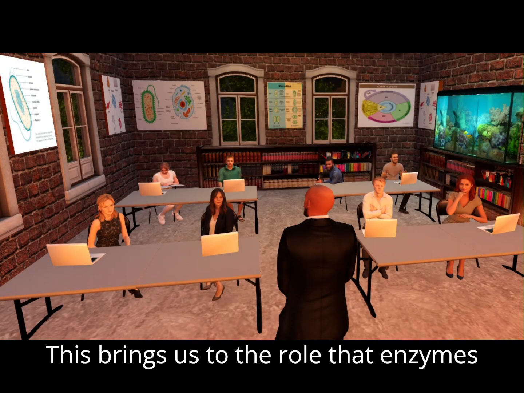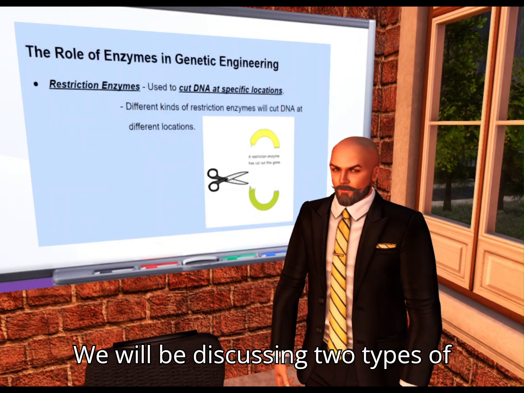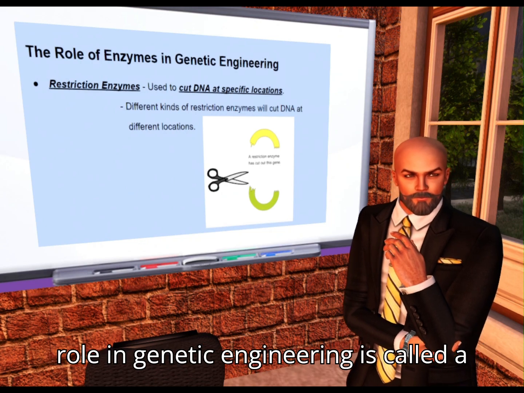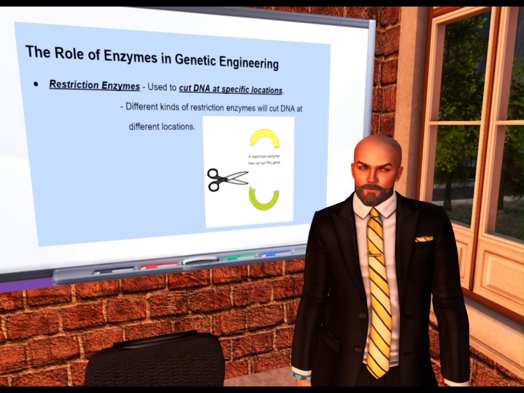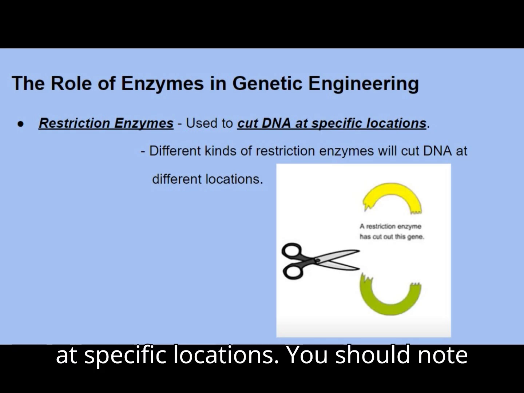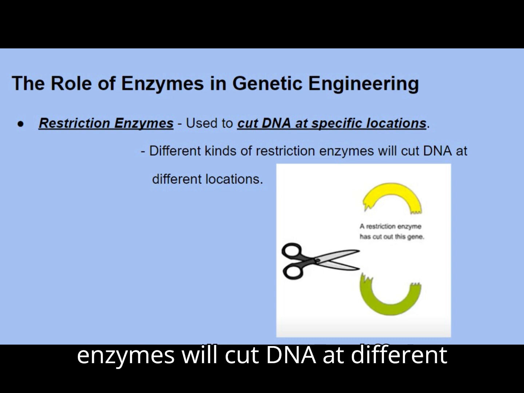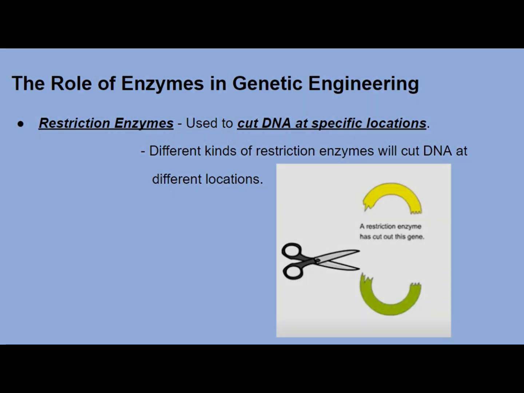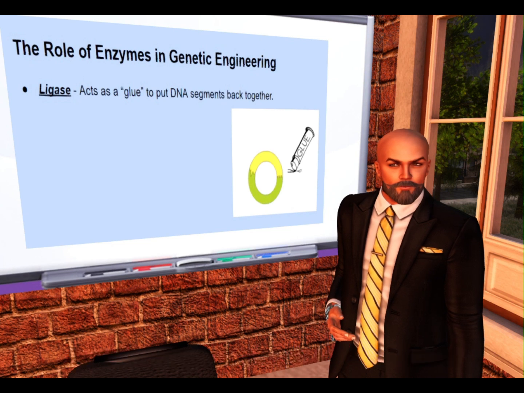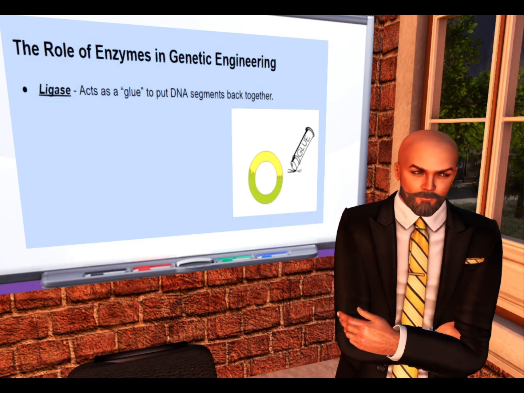This brings us to the role that enzymes play in genetic engineering. We will be discussing two types of enzymes. The first enzyme that plays a role in genetic engineering is called a restriction enzyme. Restriction enzymes are used to cut DNA at specific locations. You should note that different kinds of restriction enzymes will cut DNA at different locations. The second type of enzyme involved in genetic engineering is called ligase. Ligase acts as a glue to put DNA segments back together.